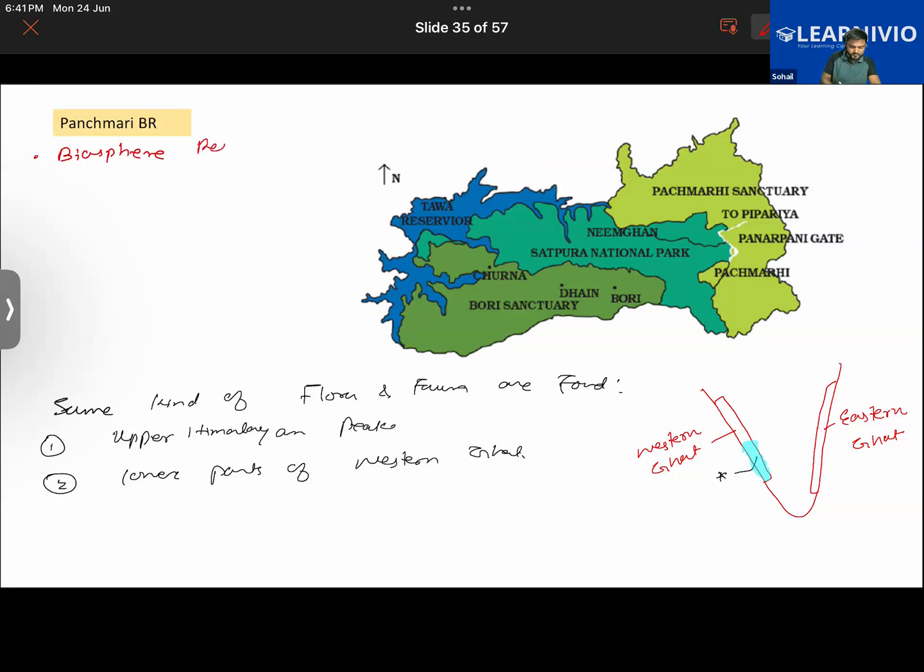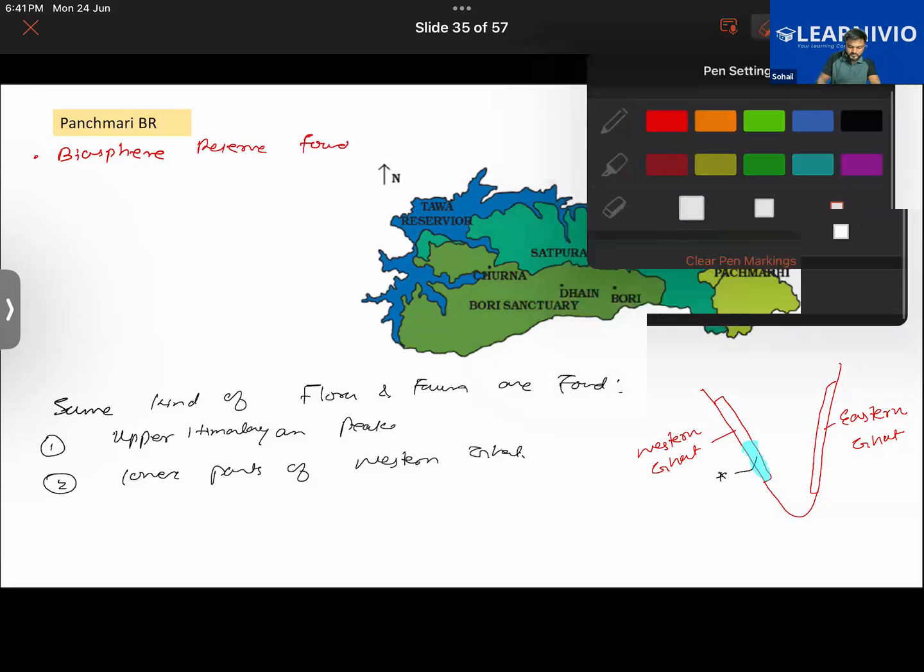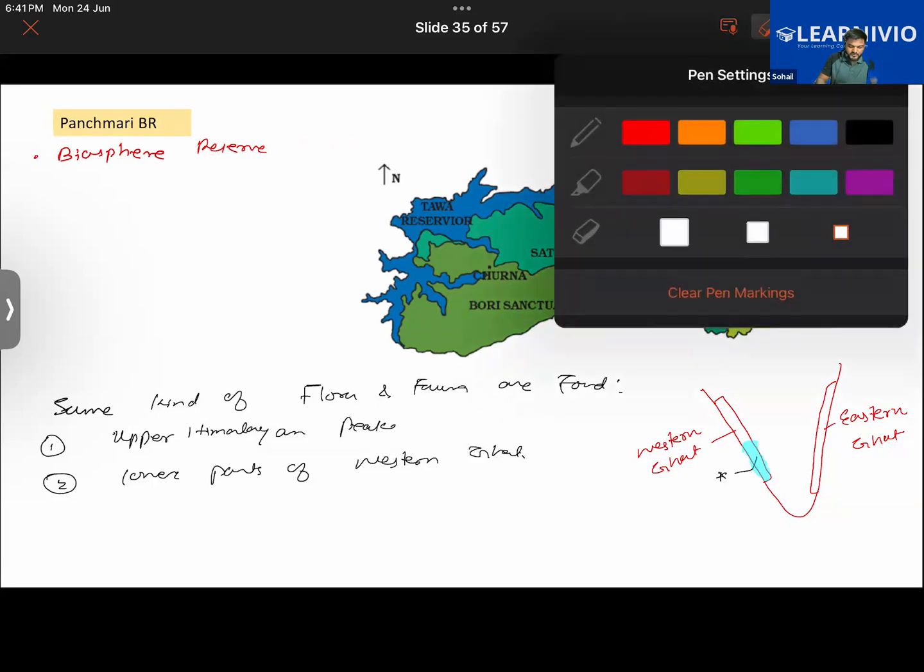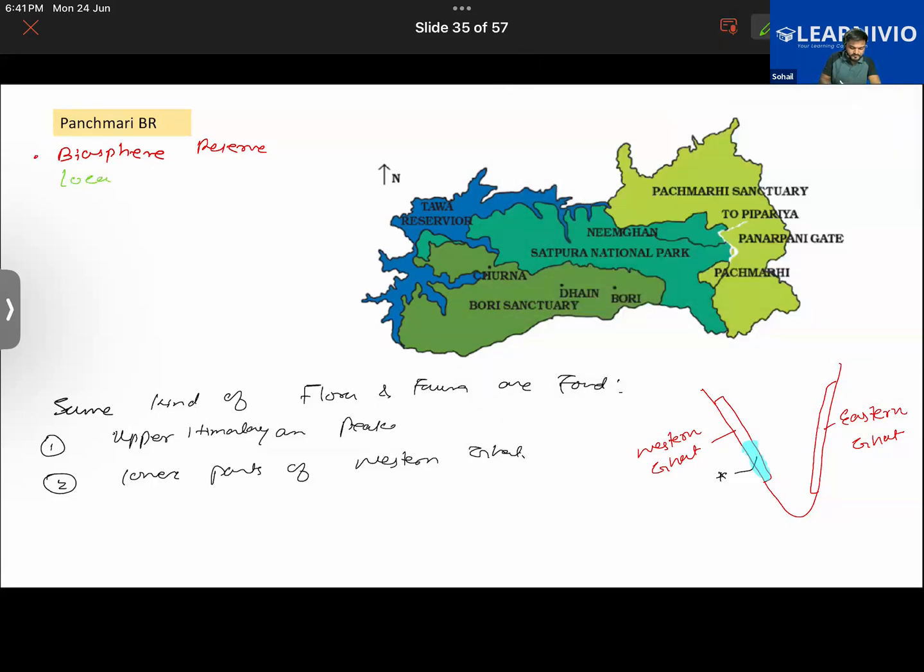Satpura National Park. Good. And there are wildlife sanctuaries also found inside it. Bori Sanctuary, very good. There's one more: Pachmarhi Sanctuary is also found here.